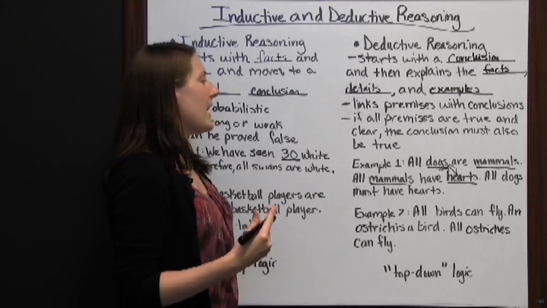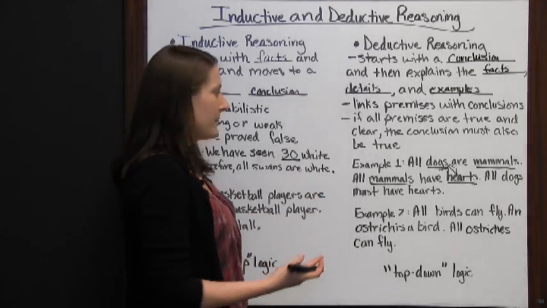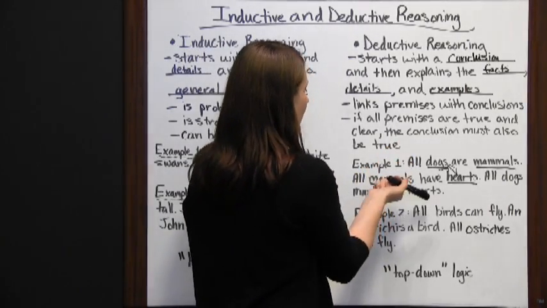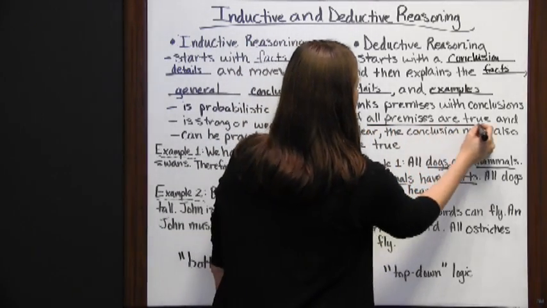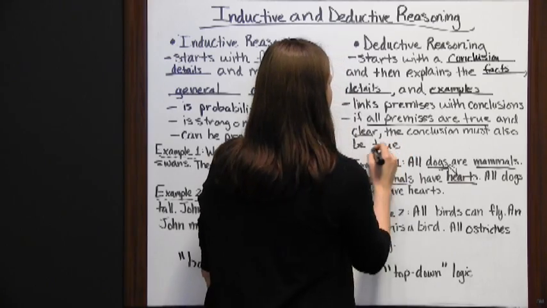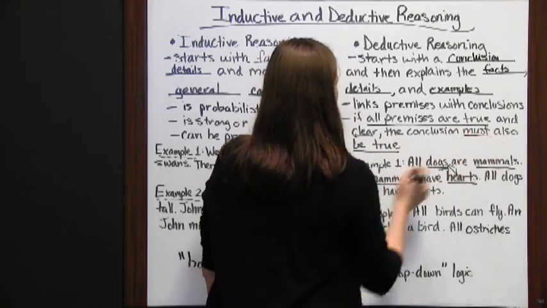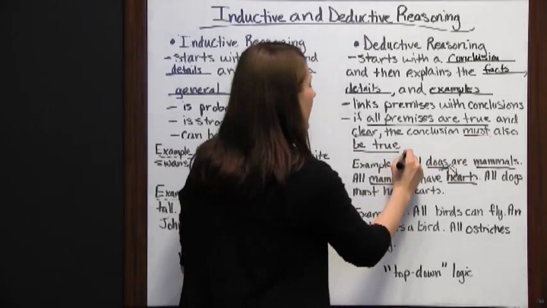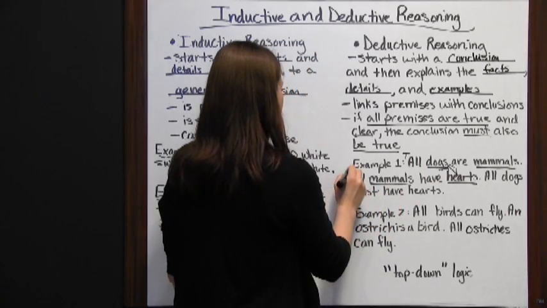This is a true conclusion, and that's because all the premises are true. So if all premises are true and clear, then the conclusion must also be true. So on this one, we have true, all dogs are mammals.